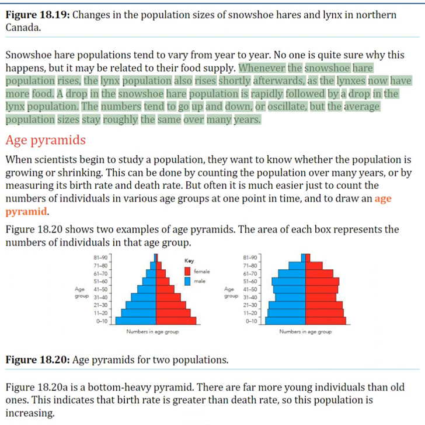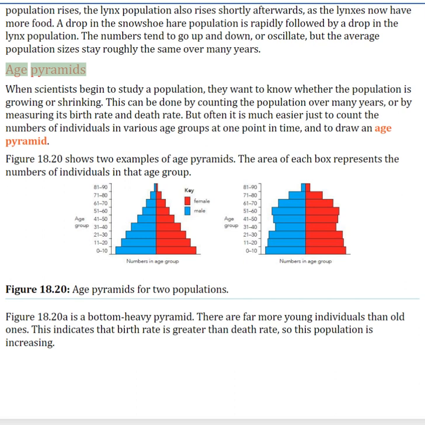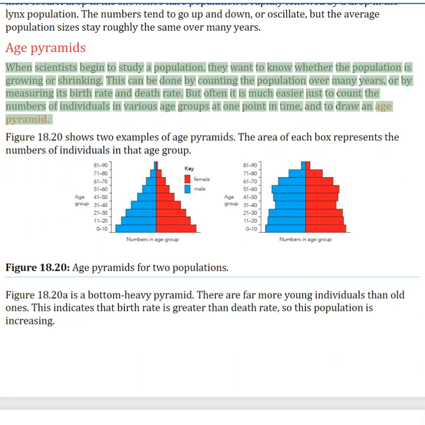Whenever the snowshoe hare population rises, the lynx population also rises shortly afterwards, as the lynxes now have more food. A drop in the snowshoe hare population is rapidly followed by a drop in the lynx population. The numbers tend to go up and down, or oscillate, but the average population sizes stay roughly the same over many years.